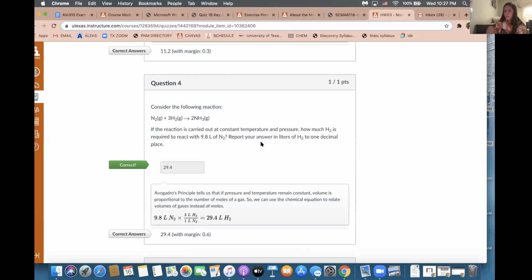Okay, we'll go to that one next. Before that, it's actually just constant pressure for Charles, and then constant temperature for Boyle's. Oh, just constant pressure for Charles? Yeah, the moles are going to change because you have a reaction. That's why I was confused. Okay, so for Avogadro, it's just the temperature? For Avogadro, it's both constant pressure and temperature. For Charles, it's constant pressure. Okay.